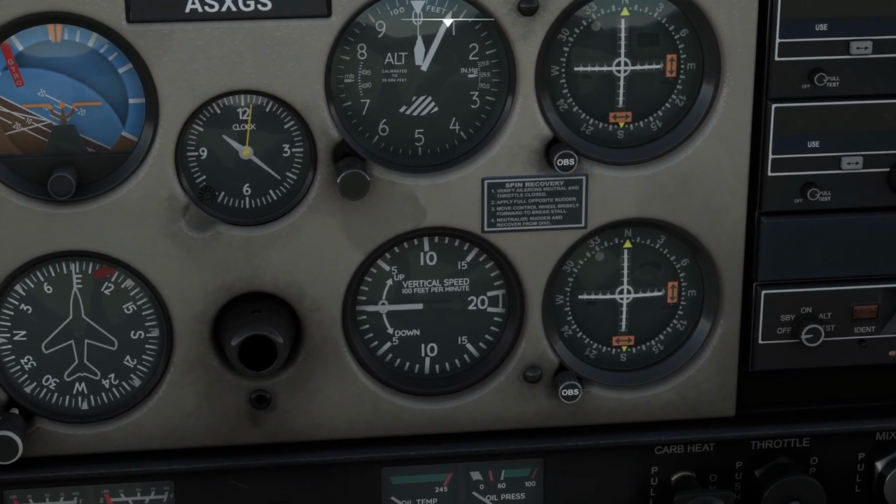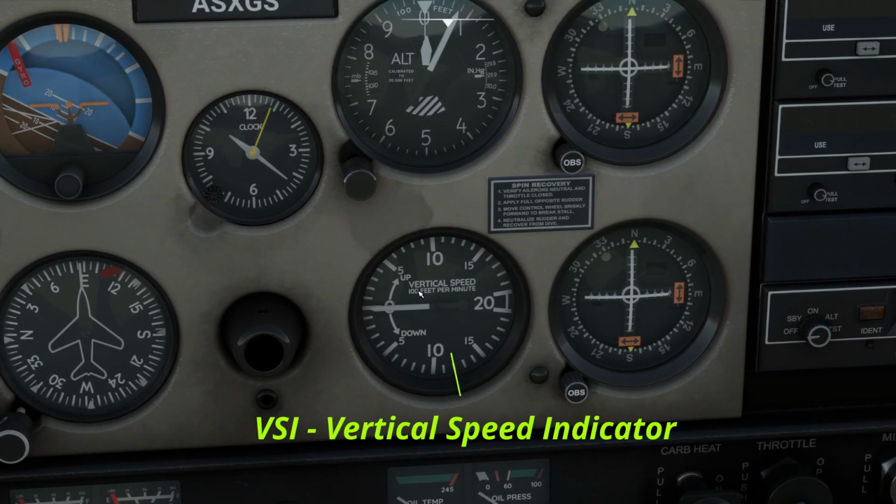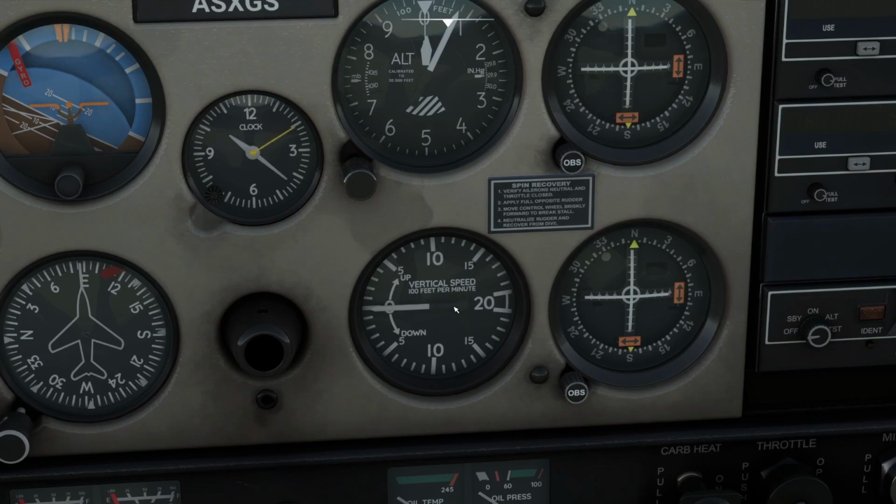Then we have our VSI, our vertical speed indicator. As it says there, it's times by 100 feet per minute, so that would be 500, 1,000, 1,500 feet per minute, for example. Anything above 0, so following this direction, is positive. Anything here is negative. That's your rate of climb.